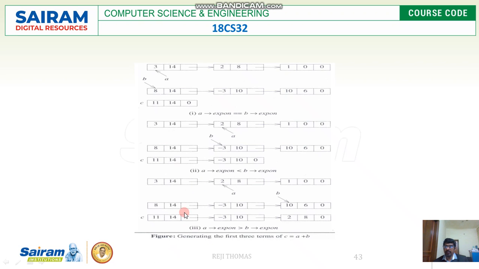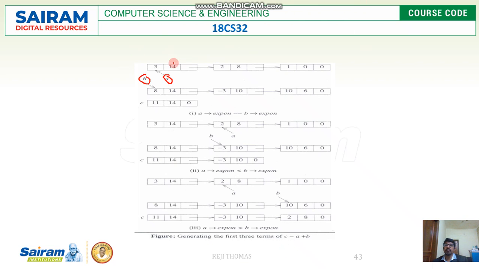So this is what actually happens. Let us see how it works. A and B are the pointers to the first term in the first polynomial and the second polynomial. Now what we do is compare them.